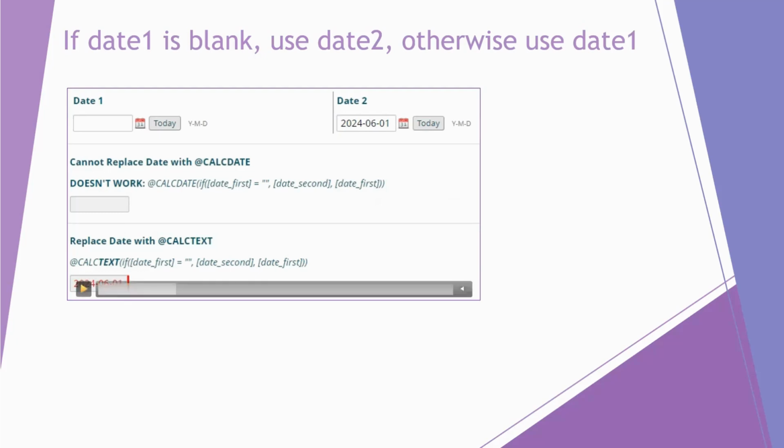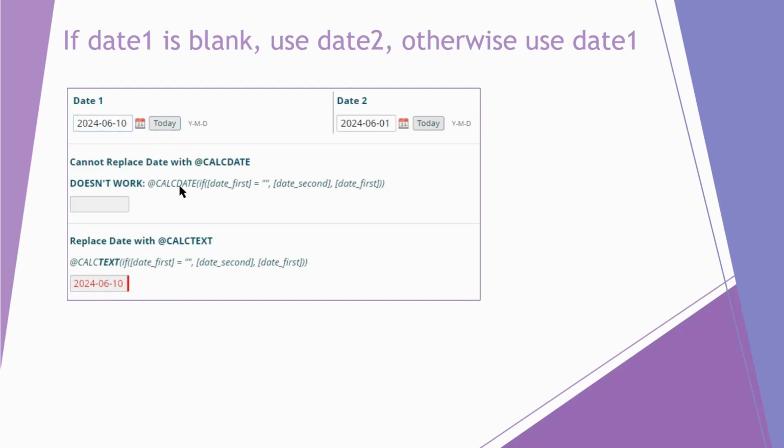So we'll look at the rest of that. If date 1 is blank, use date 2. Otherwise, use date 1, and that's what our function here is doing, our calc date function. Okay.